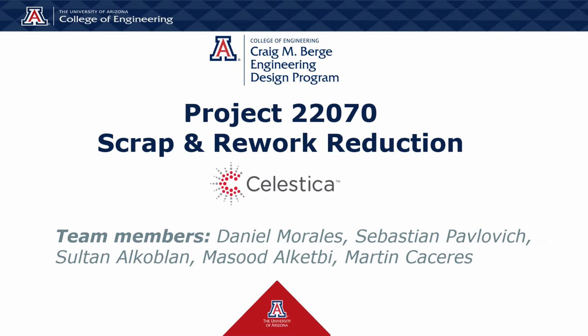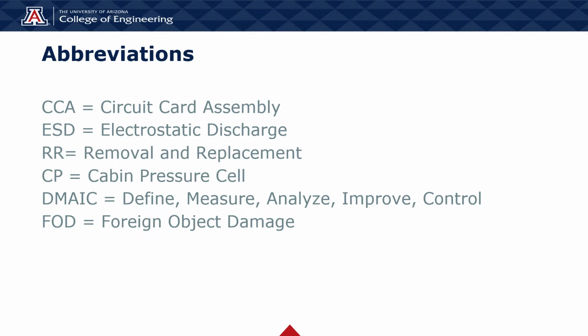This is Project 22070, Scrap and Rework Reduction, sponsored by Celestica. Before moving on, we want to introduce the following abbreviations that will be used throughout this presentation.